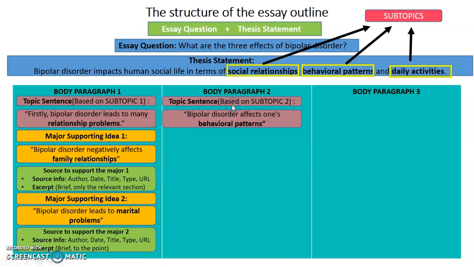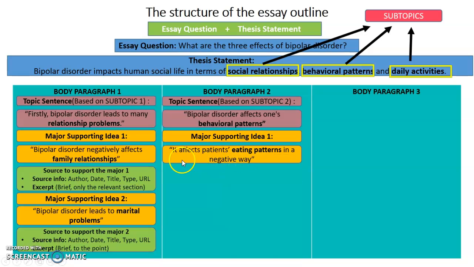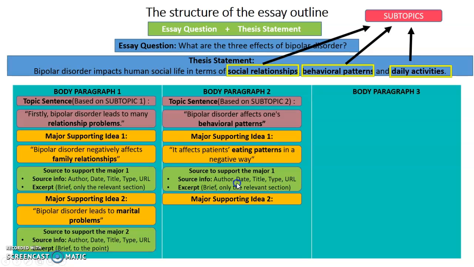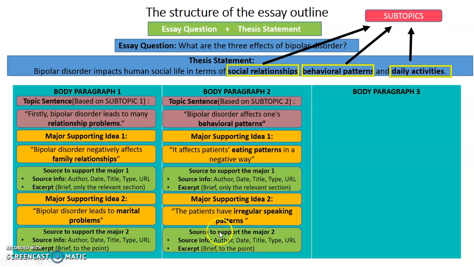So the topic sentence in the second body paragraph is bipolar disorder affects one's behavioral patterns, and major supporting idea 1 is it affects patients' eating patterns in a negative way. Major supporting idea 2 is that the patients have irregular speaking patterns, and you see, so it affects one's behavioral patterns. And the first behavioral pattern is eating pattern, and the second one is irregular speaking patterns, right? And the second source to support the major idea.